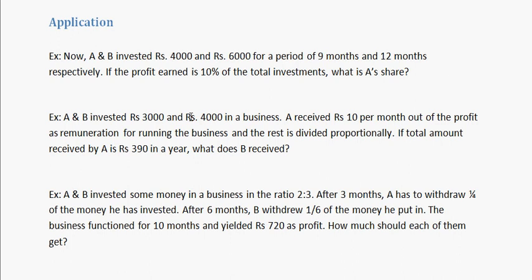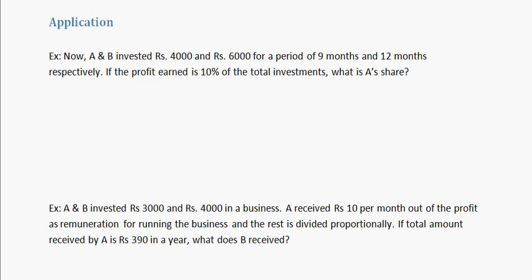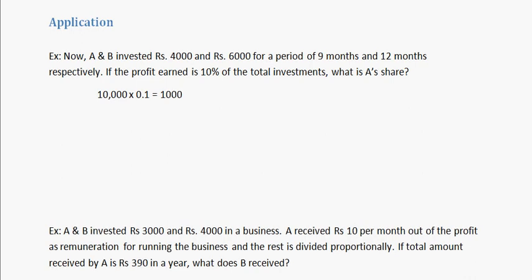Now let's go to few complicated stuff where there is both time period involved and investment involved. So the question says A and B invest 4,000 and 6,000 for period of 9 and 12 months respectively. If the profit earned is 10% on total investment, what is A's share? So total investment was 10,000, and profit earned is 10% of this, so it is 0.1, multiplied by 10,000, and the profit earned is 1,000, right? So 1,000 rupees is the profit earned, but A's investment is for 9 months and B's investment is for 12 months, and the investments are also different.